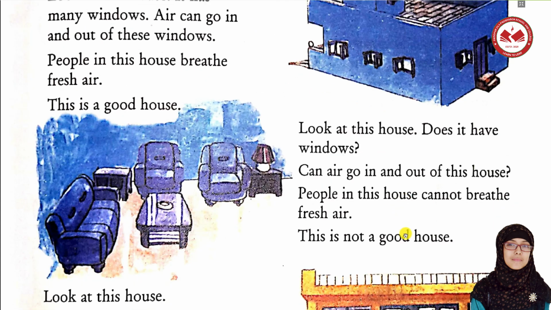So look at this house. So আমরা এখন পরবর্তী বিল্ডিংটা দেখব। Does it have windows? এই বিল্ডিংটার রুমগুলো দেখো, এখানে কোনো জানালা নেই, তাই না? Can air go in and out of this house?